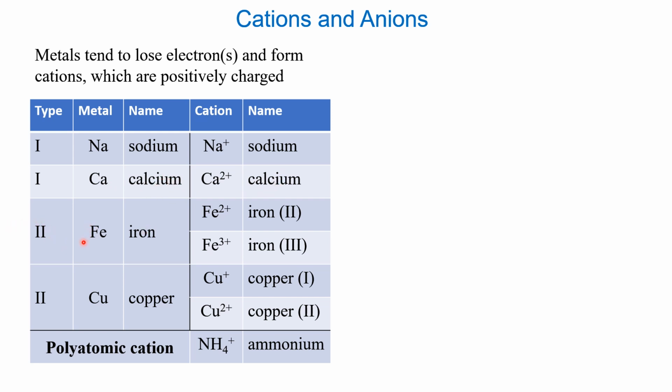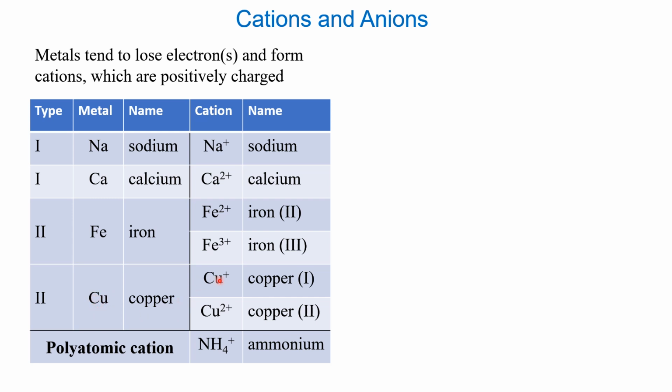For other types of metal, like iron, they could form two different types of charge. So we call them type 2 metals. For type 2 metals forming cations, we need to use a Roman numeral to indicate the positive charge. So this is iron(II), with the 2 in parentheses. This is iron(III), the 3 in parentheses. This is a Roman numeral.